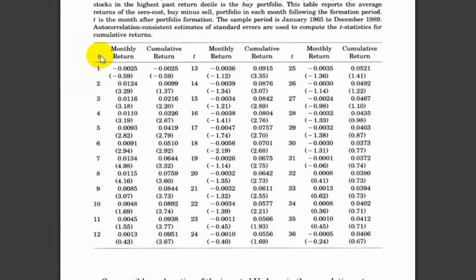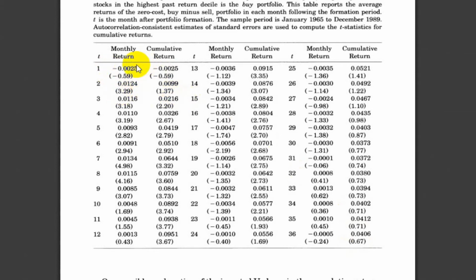And so this T column is the number of months after the portfolio formation date. So we've got 1 through 12, 13 through 24, 25 through 36, and we've got an average monthly return for each of those months and a cumulative return all the way up to 36 months after the portfolio formation date. And underneath in parentheses are the T statistics.